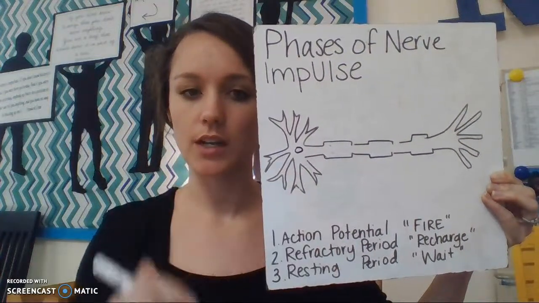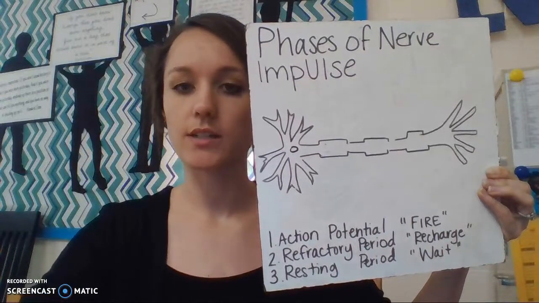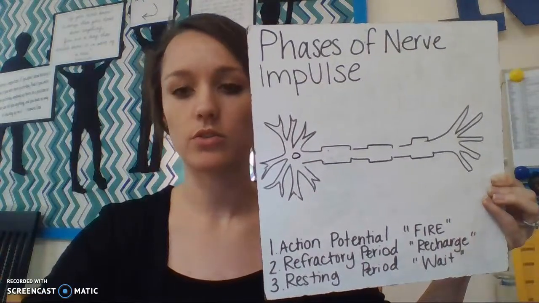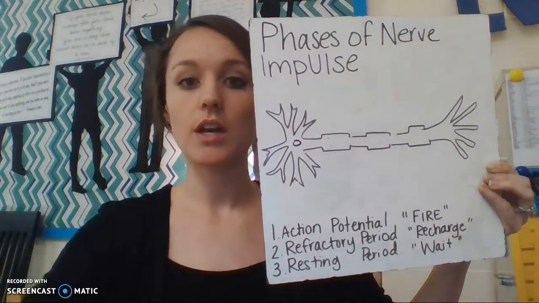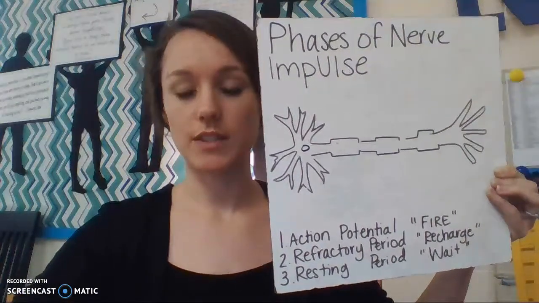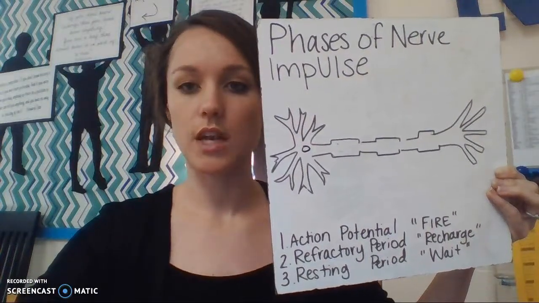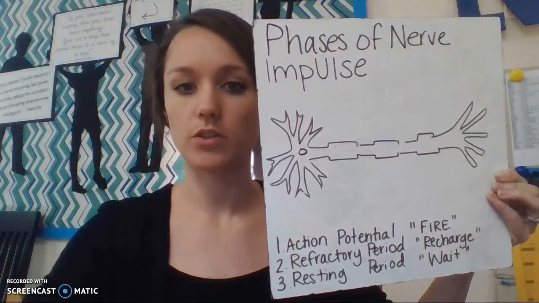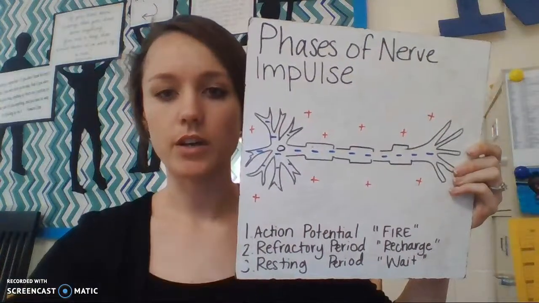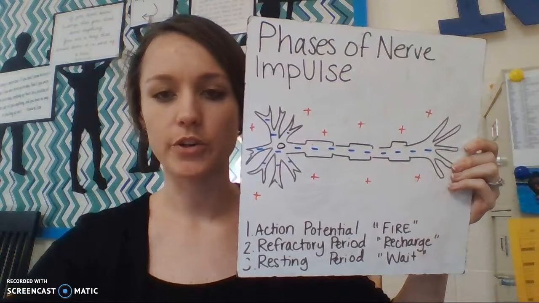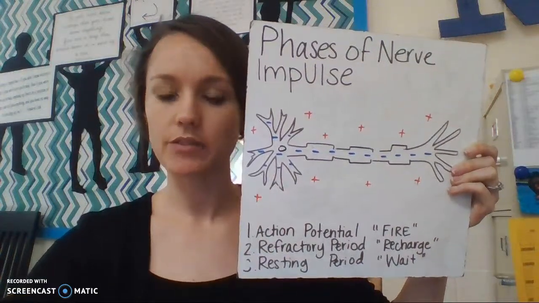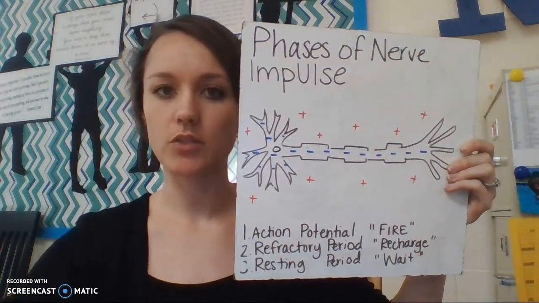So I'm going to start by putting some negative signs in my neuron because at rest, when there is no electrical impulse going through the neuron, it is at a negative state. So in its neutral state, it is mostly negative, so I'm going to draw some negative charges.